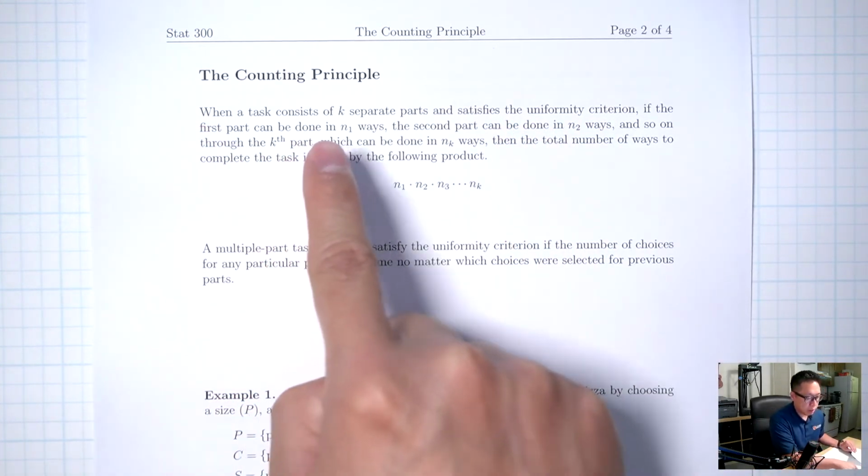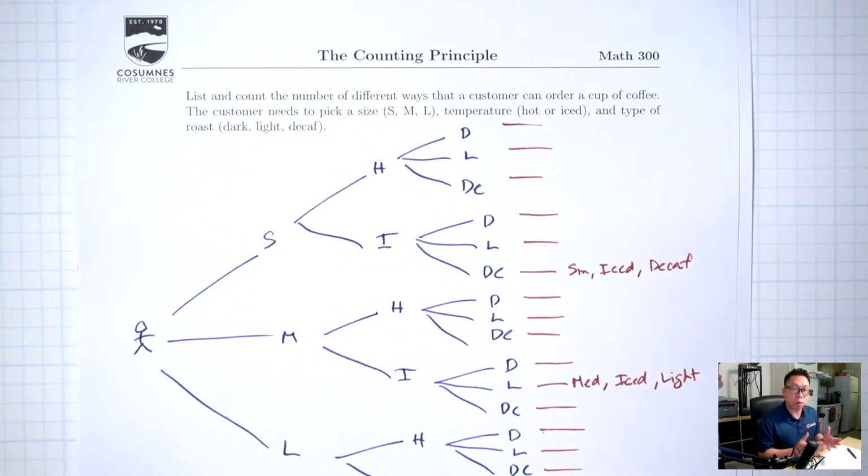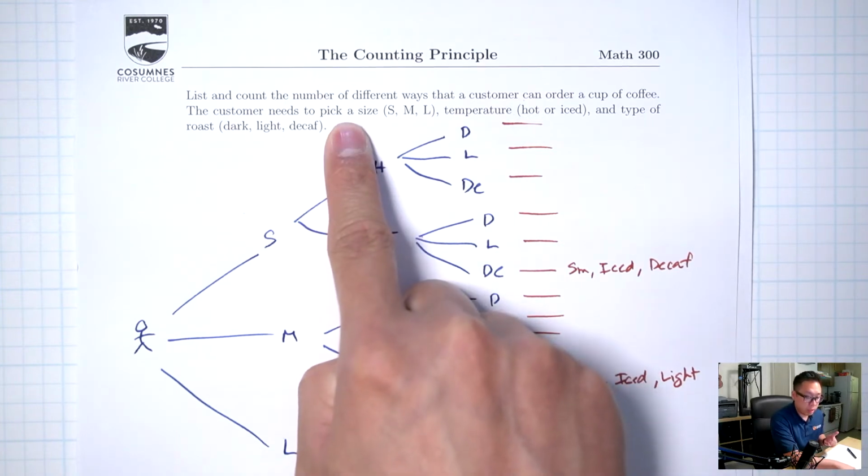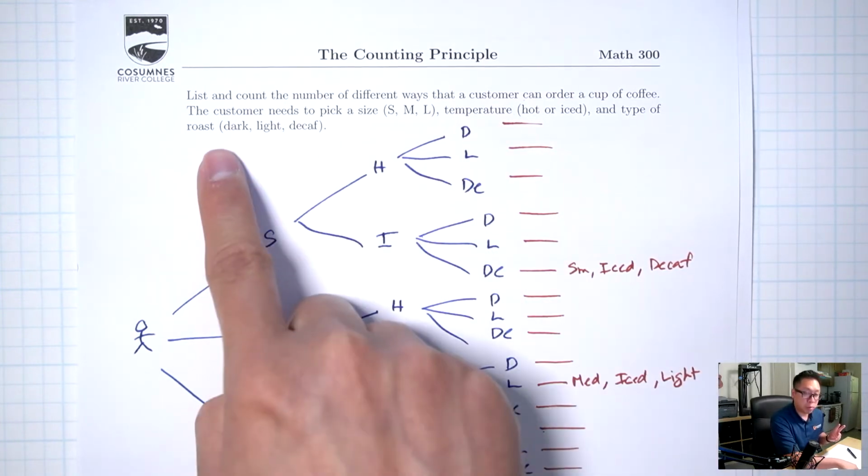When a task consists of case-separate parts. So on the front page, our task was to order a cup of coffee. And that task you can break up into three separate parts or three separate choices. Because you have to first pick a size, that's 1. Pick a temperature, that's 2. Pick a roast, that's 3.